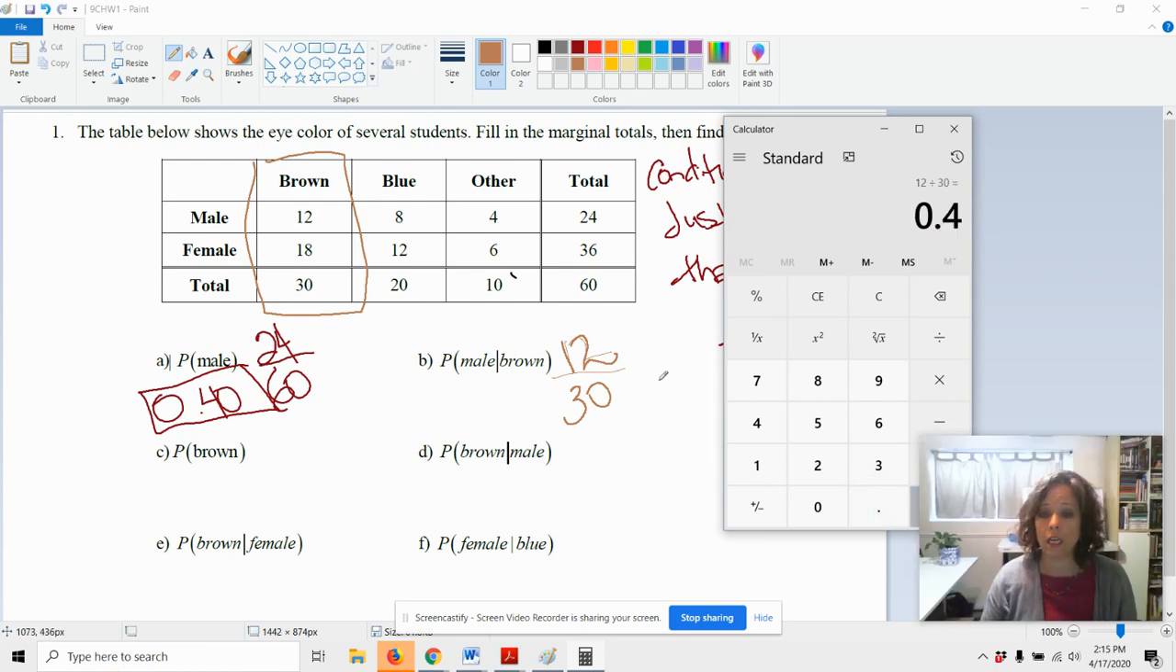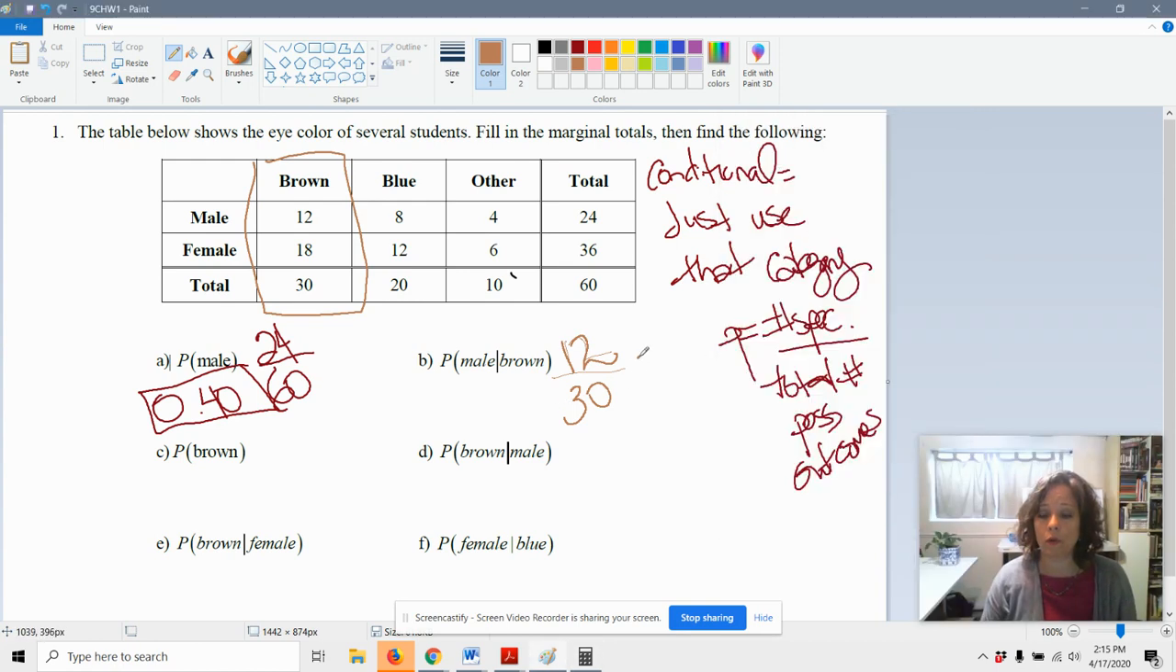So that's going to give us 0.4. And since we've been asked to do 2 places past the decimal, what the heck, we're just going to do 2. We're going to add a 0. Let's find out what's the probability of being brown.